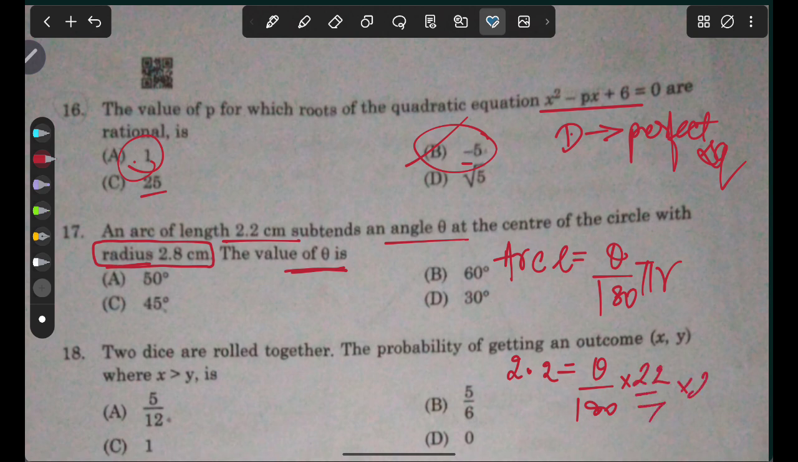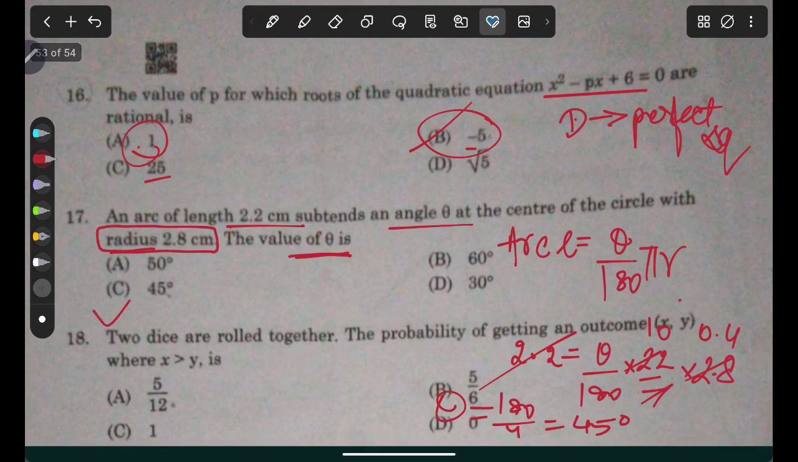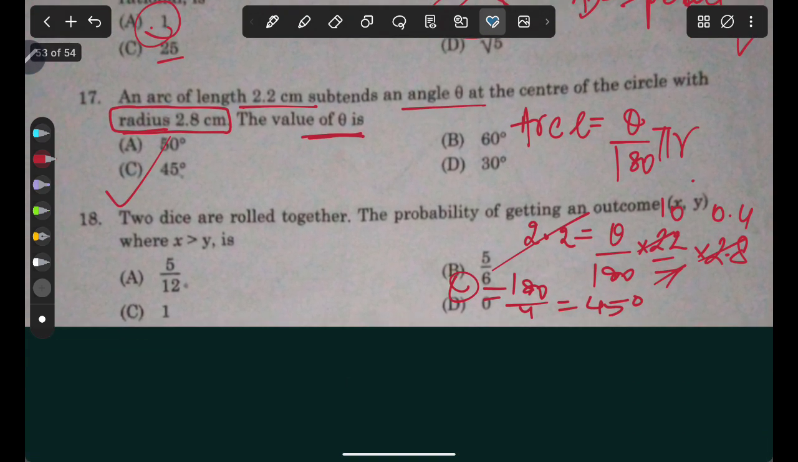r is 2.8. Now this will cancel out 10 times, and in 0.4 times we get 4. Theta comes out to be 180 upon 4, that is 45 degrees. C is the correct answer. Now moving to the next question we have.